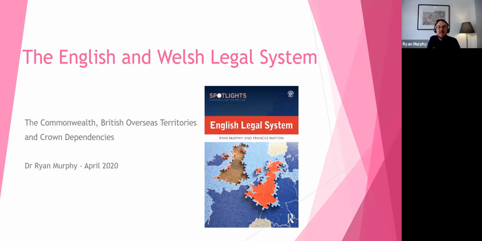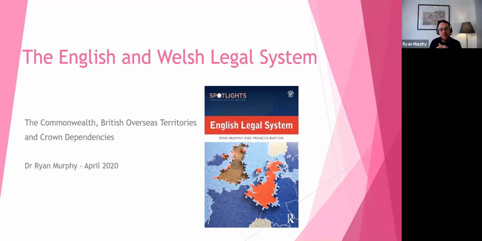Ryan Murphy. Today we are going to explore how the English and Welsh legal system interacts, or has potential to interact, with other jurisdictions. And in particular, we're going to talk about the Commonwealth, British Overseas Territories and Crown Dependencies.